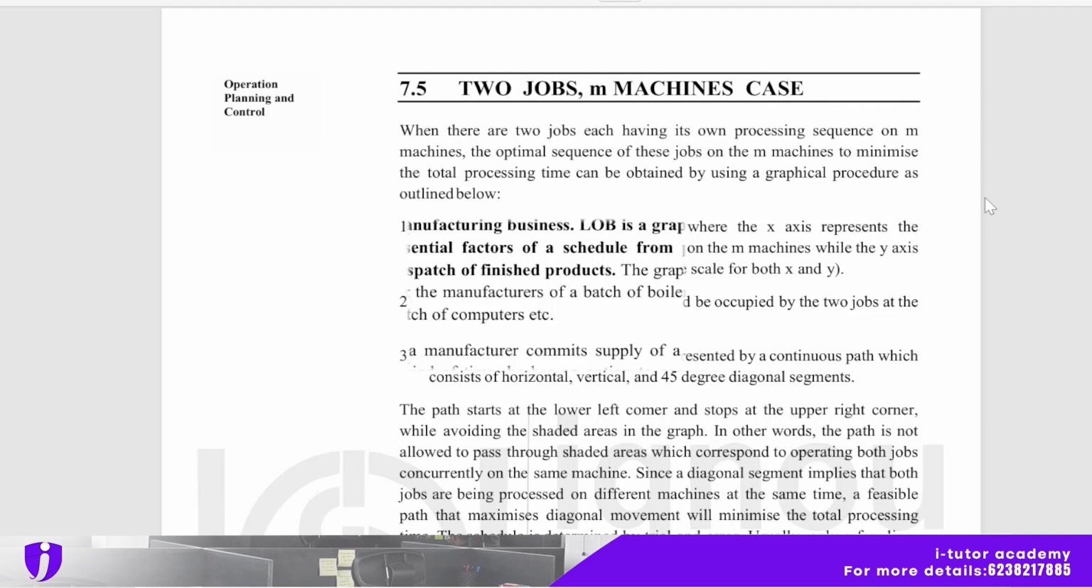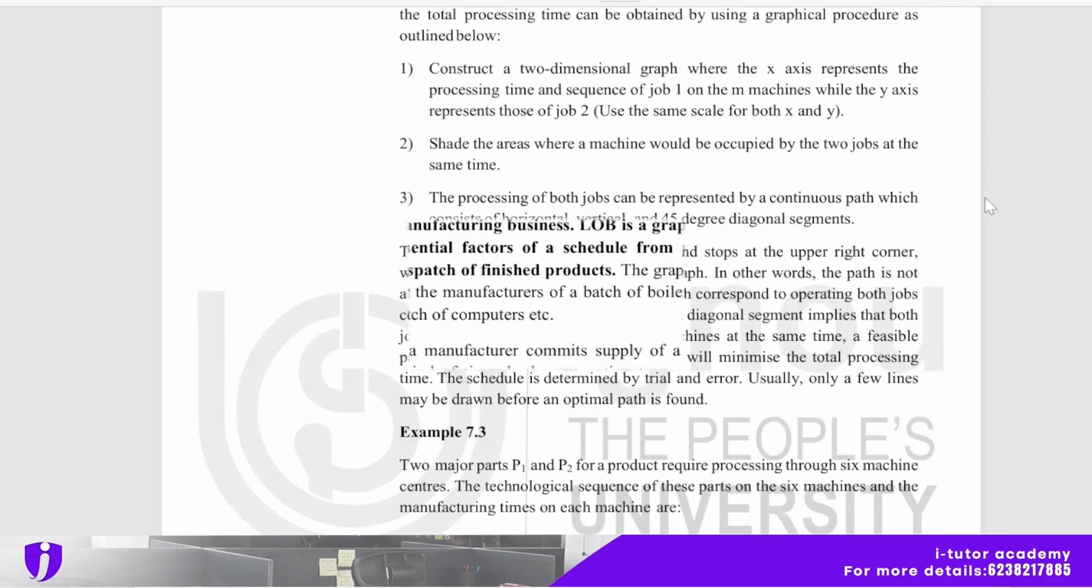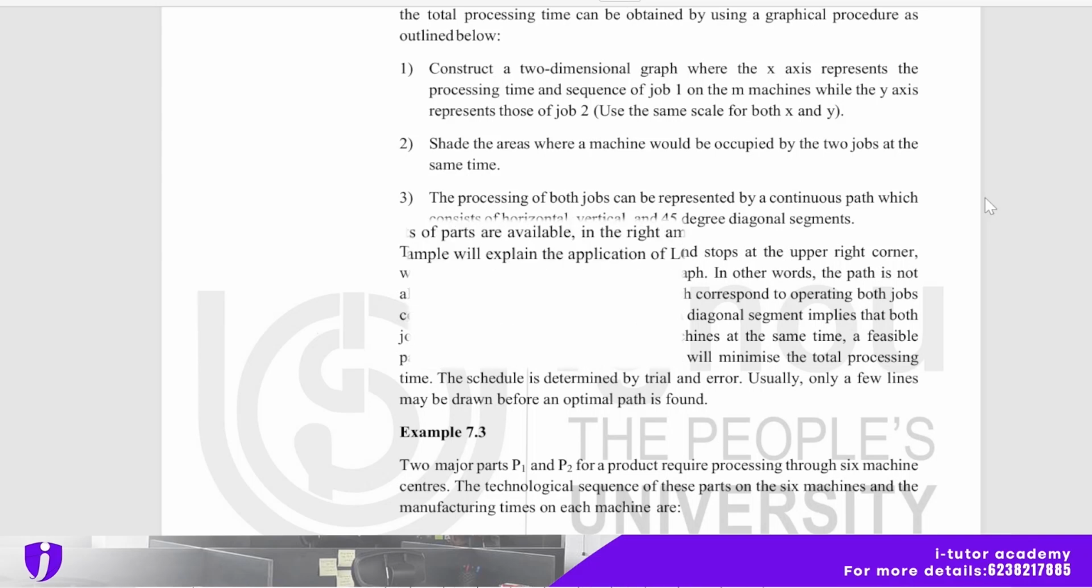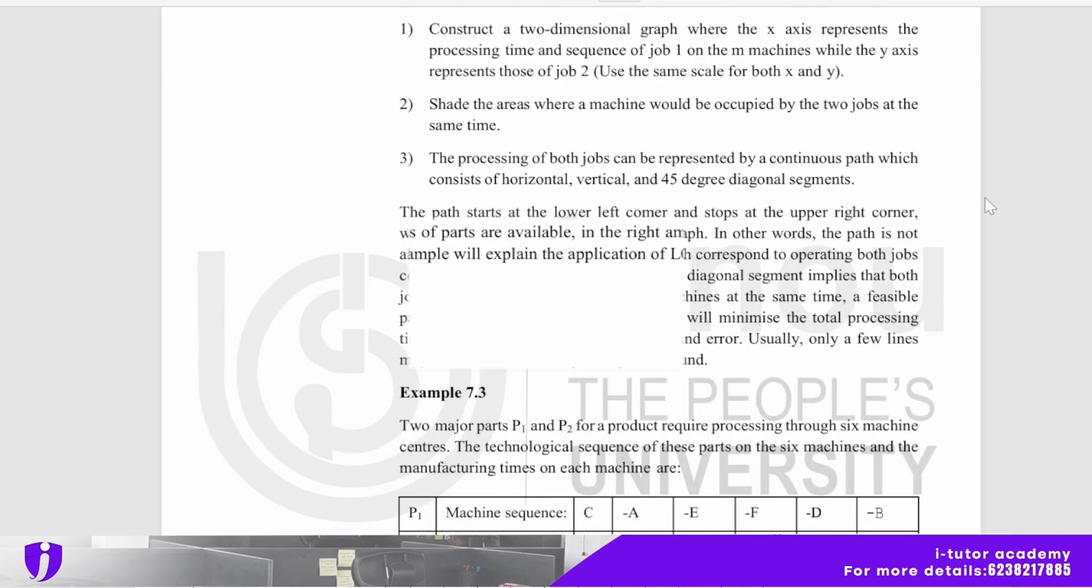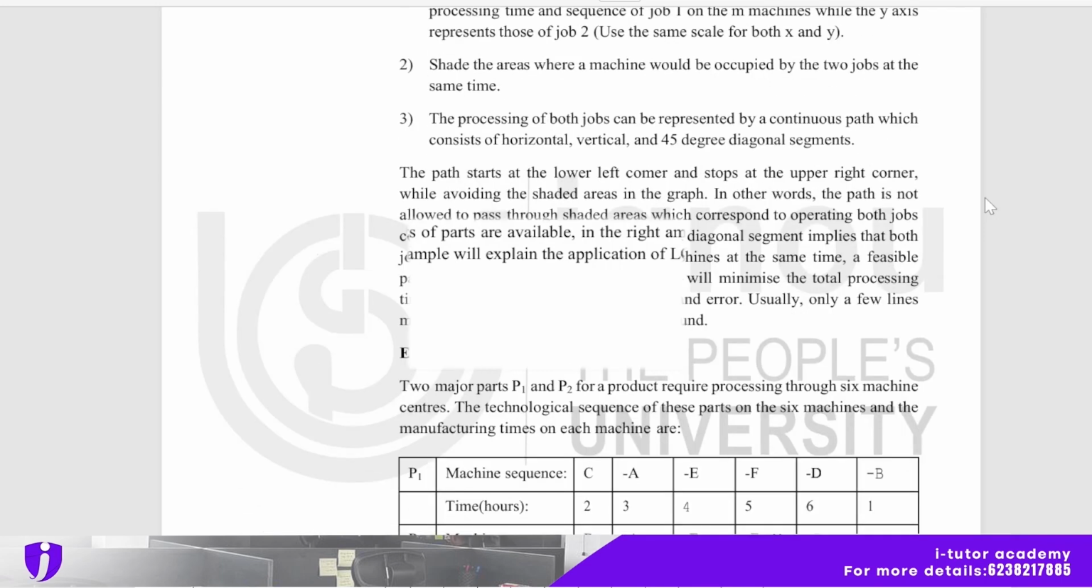So when there are two jobs each having its own processing sequence on M machines, the optimal sequence of these jobs on the M machines to minimize the total processing time can be obtained by using a graphical procedure as outlined below. First, construct a two-dimensional graph where the x-axis represents the processing time and sequences of job 1 on the M machines, while the y-axis represents those of job 2. And shade the area where a machine would be occupied by two jobs at the same time.